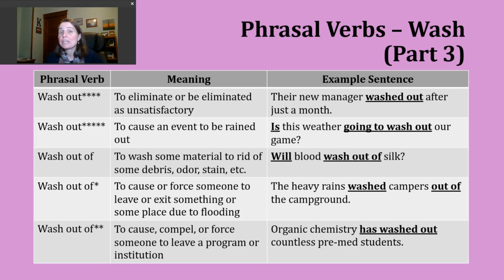Now, a 6th way you can use the verb wash out can mean to cause an event to be rained out. So think really hard rain, or maybe it has rained so much there's standing water that somehow makes it difficult to do whatever had been planned. An example of this might be, is this weather going to wash out our game? Here's an example of the simple future.